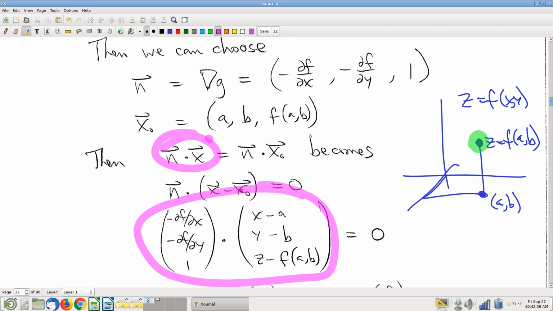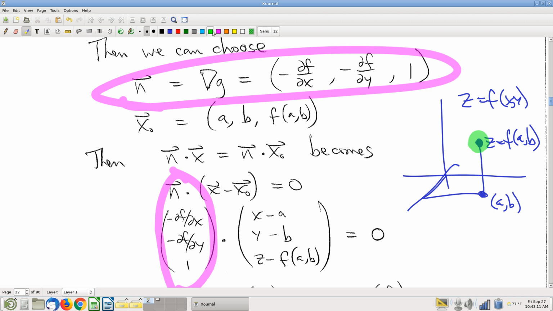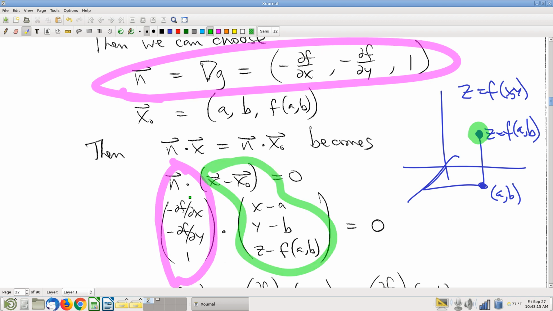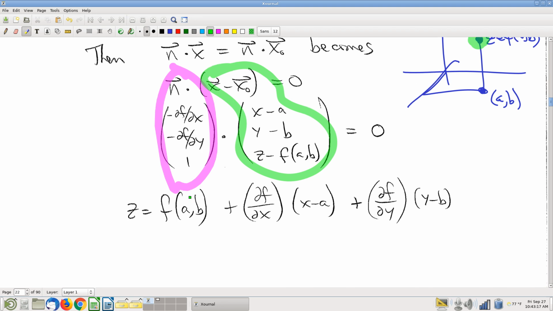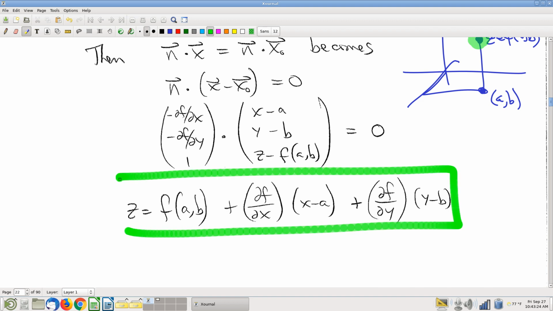N dot x naught is, excuse me, I'm sorry. I rewrote the x minus x naught over to here. So there's your n. Your x minus x naught is that. And multiply it out, collect terms, throw things around to make them look better. And there's your equation for your tangent plane.